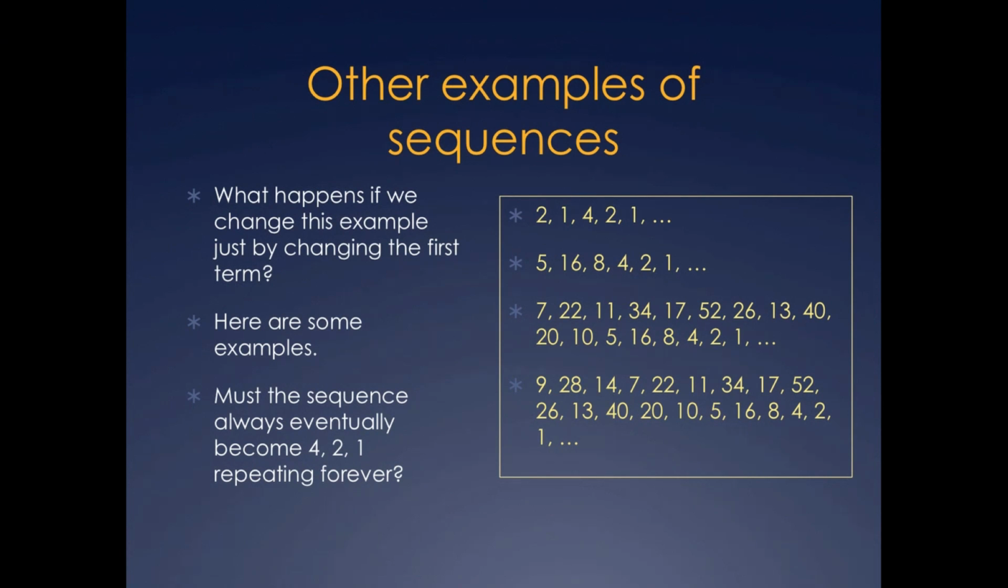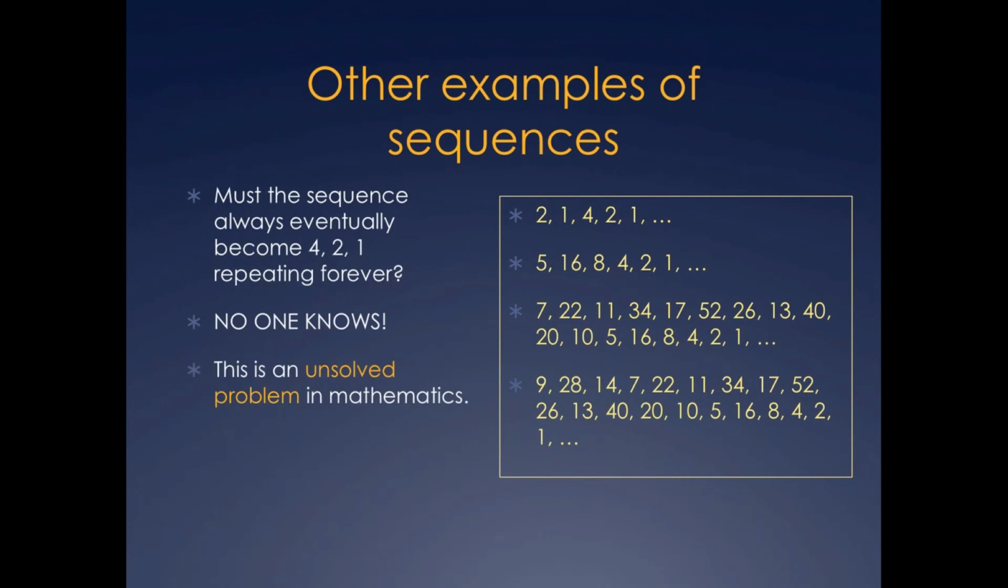And the answer to that is: nobody knows. No one knows the answer to that question. Anyone who has tried a few examples quickly becomes convinced this has to be true. But no one has been able to prove that this always happens. This is an unsolved problem in mathematics.